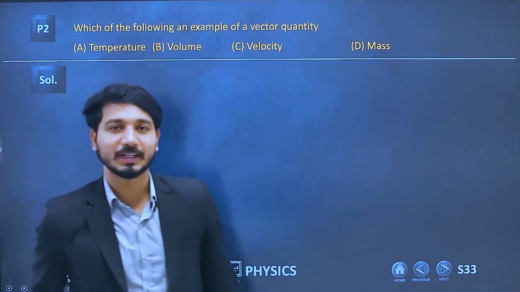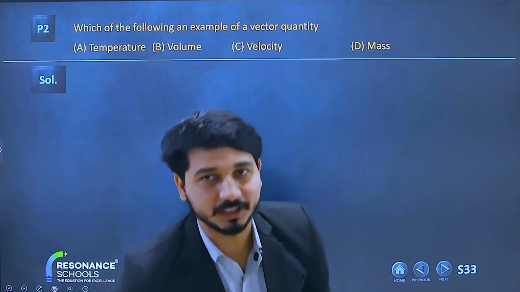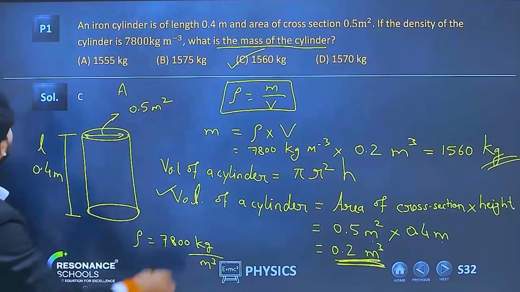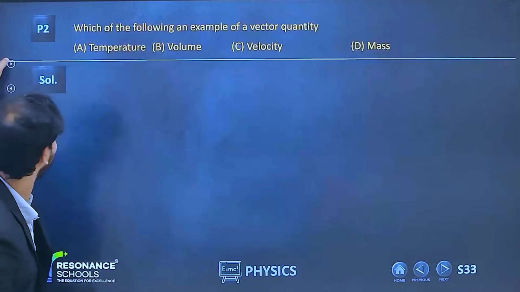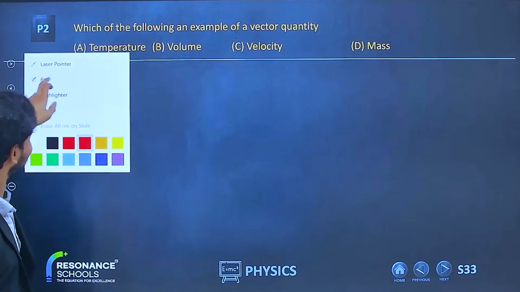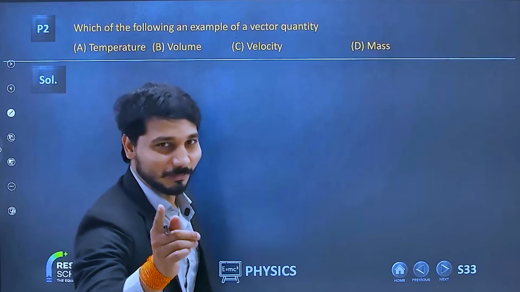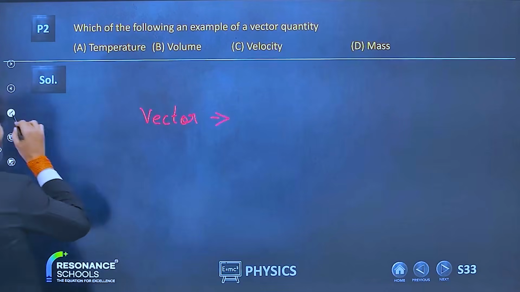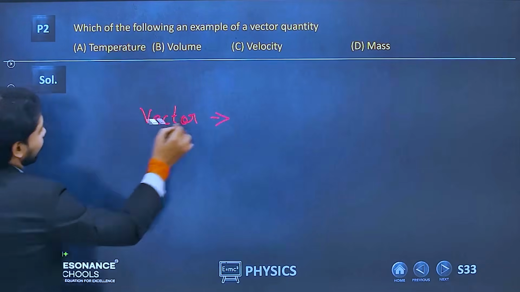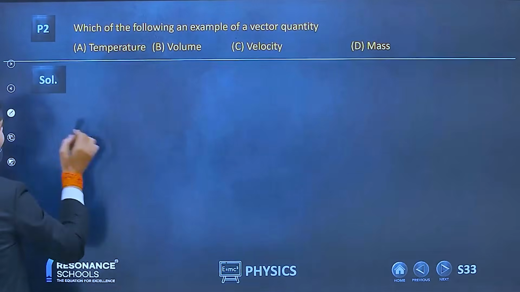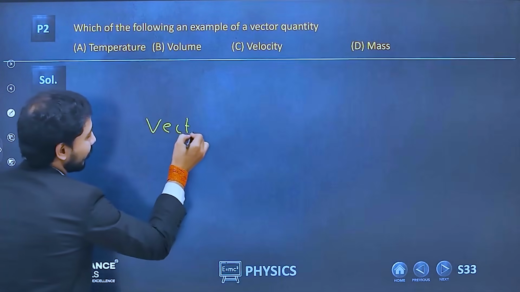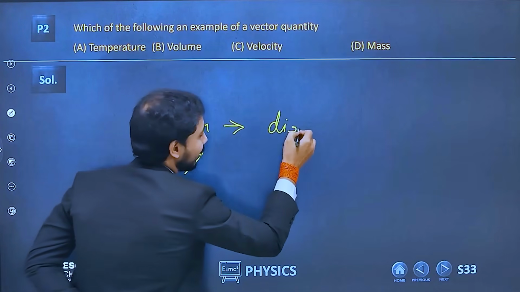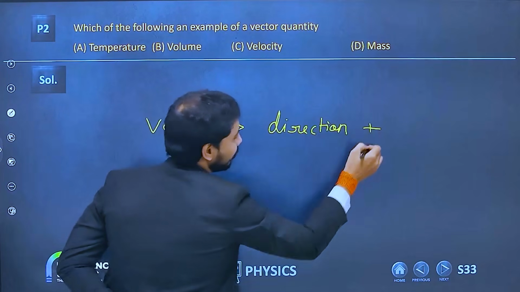Let's see which one will be the correct answer. First, I'll explain what is vector quantity. When we were covering our class, I had given you a short trick. Now listen. The short trick to remember the vector quantity is: which has direction as well as magnitude.